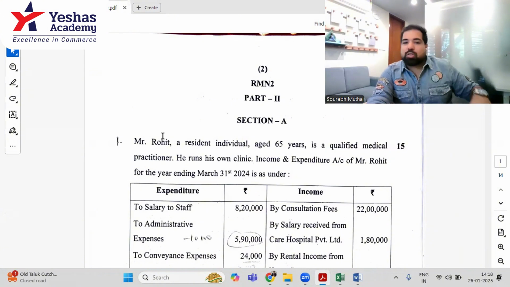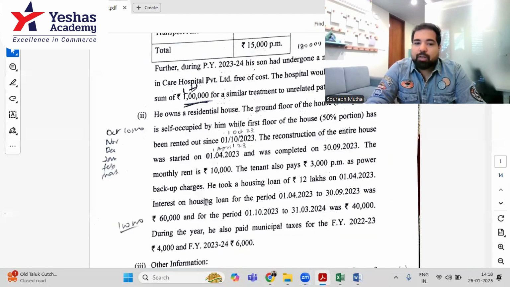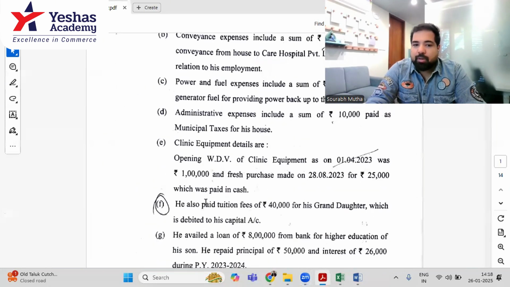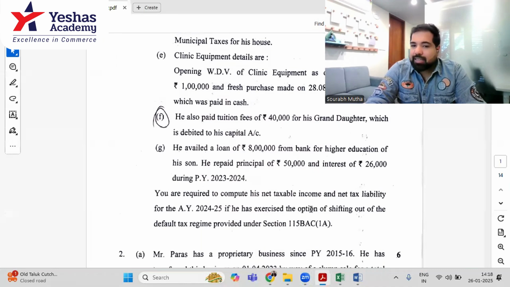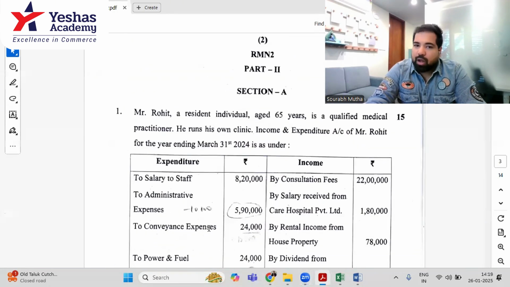So this is Rohit, who's 65 years old. Remember, his basic exemption limit will be 3 lakh. And they have already said that you have to compute it as per the old system or the optional scheme, because he has exercised the option of shifting out of the default tax regime. So this is something that is very, very easy for you guys to do now.